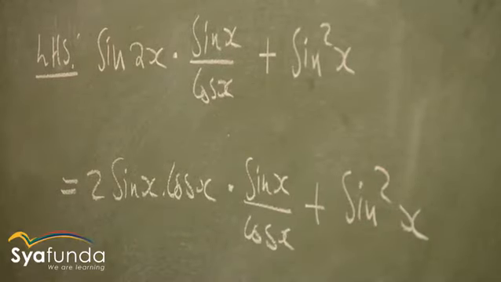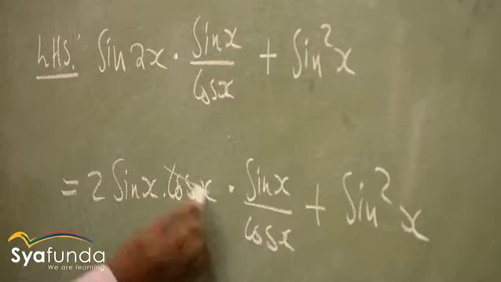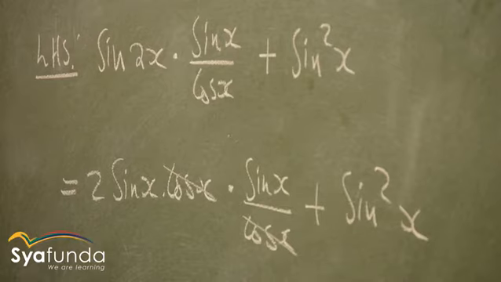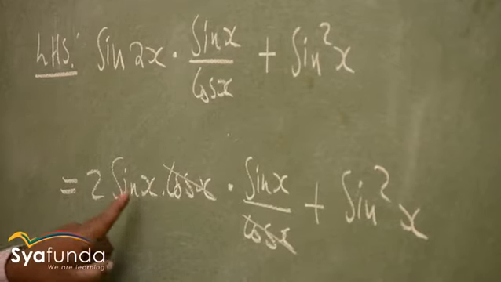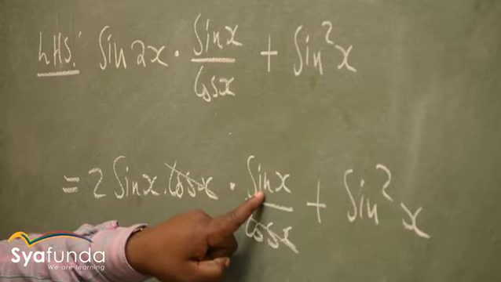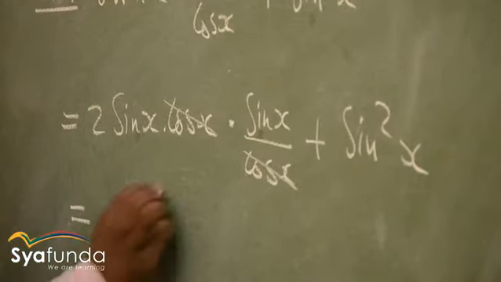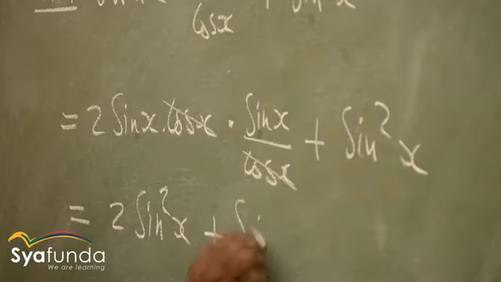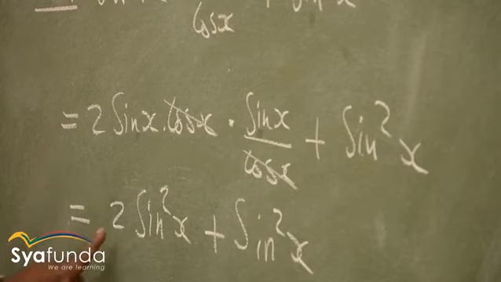Now, how do I deal with this? This is cos x, this is cos x. Because we are multiplying, these two can go. But if this was plus, I would not be able to do that. What do we have now? What is sine x times sine x? It's sine squared x, times 2. It is 2 sine squared x plus this one, which is sine squared x.